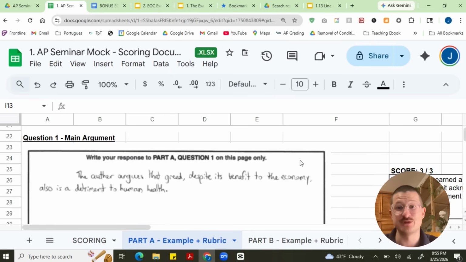Okay, here's the student's response. This earned a 3. They said, the author argues that greed, despite its benefit to the economy, also is a detriment to human health. Both parts.